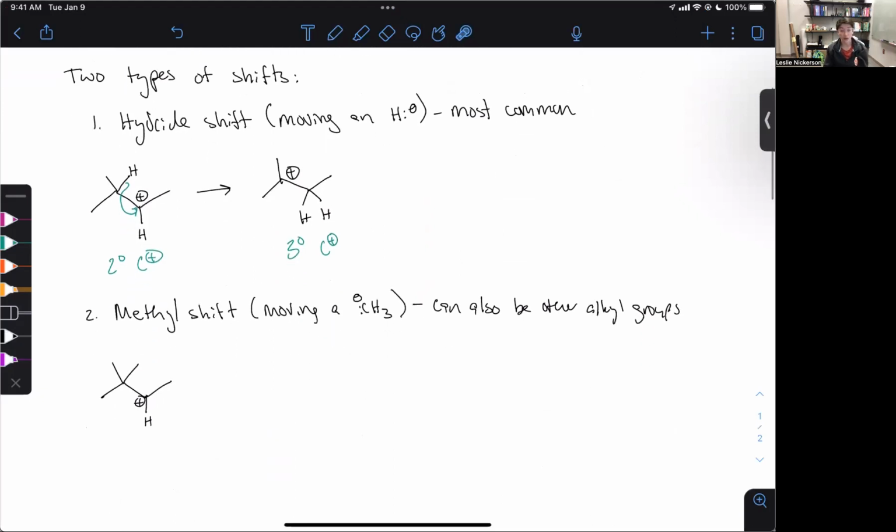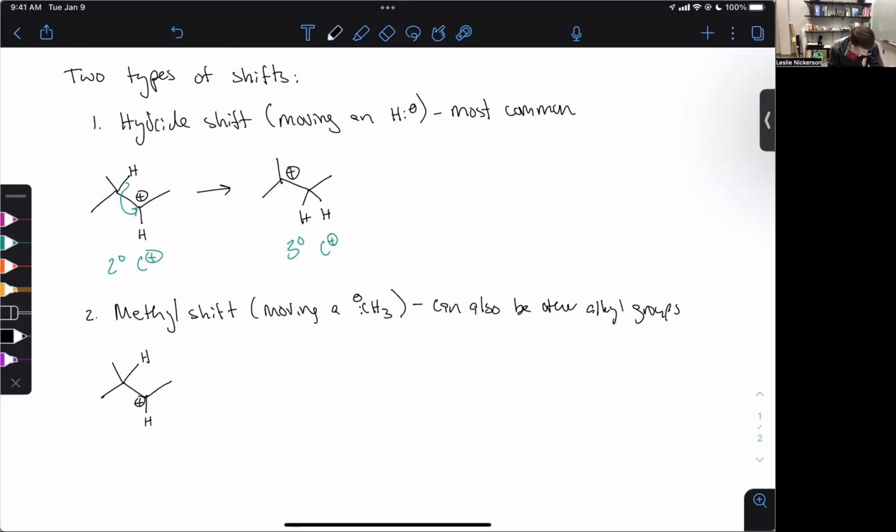The second type is a methyl shift. We're going to be moving a methyl with the electrons from the bond. It can also be other alkyl groups, so sometimes this is called an alkyl shift. The methyl is more common than other alkyls, but you will see alkyl groups moving in cases of specialized rings or something like that. You can see that effect as well. In this case, we have 3 methyls over here. If I had an H, I would just do the hydride shift. Moving a hydride is easier than moving a methyl.